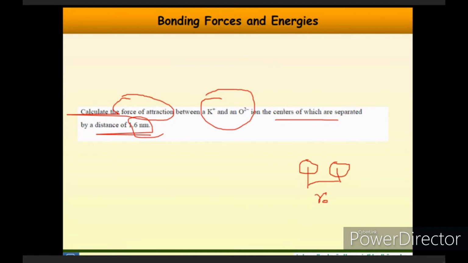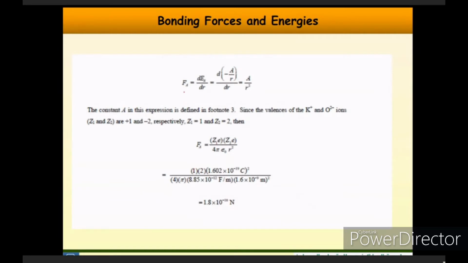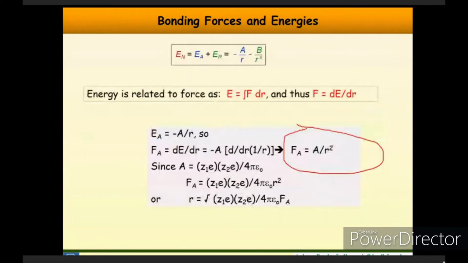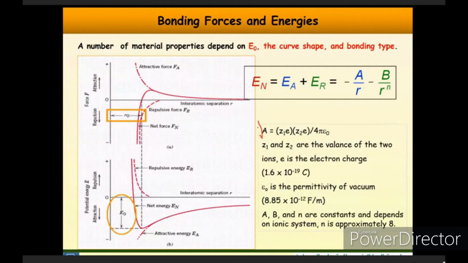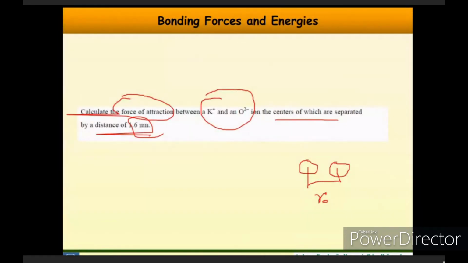Okay, so we need to calculate the force of attraction. The formula is already there. Force of attraction is A over R square. So we know this formula already. Now for the A, I mentioned last time that A is this. This is A from here to there, and in this A, most of the things are constants. So in this question, you will have all those constant values. You will know the charge also, you know the permittivity also, all the information will be there.